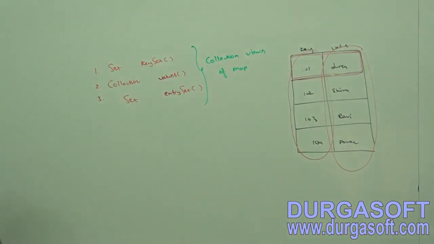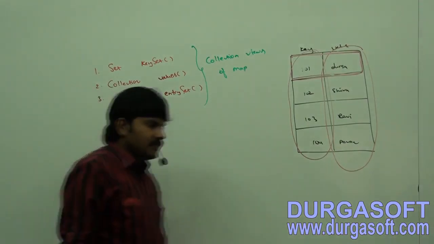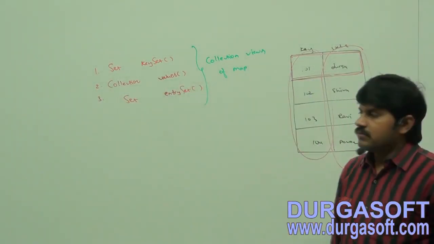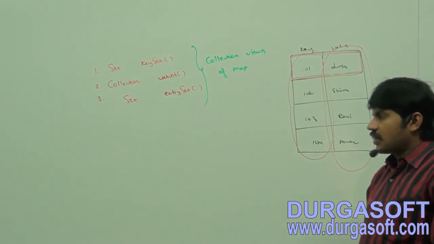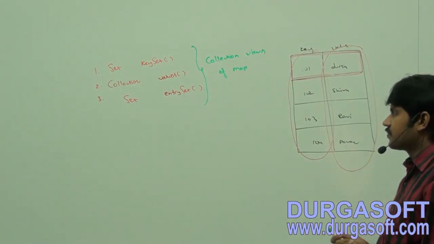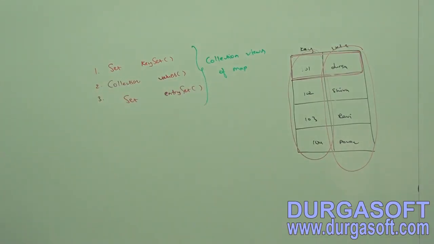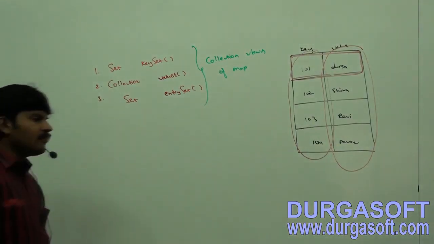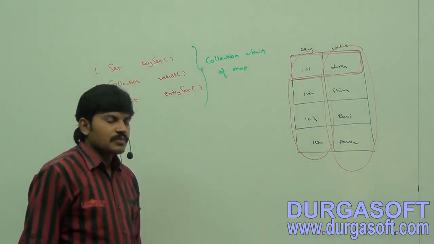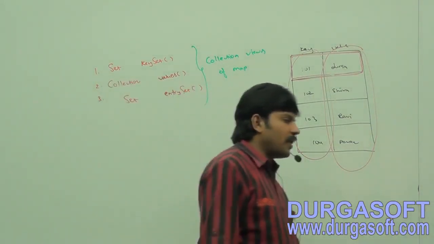These methods: Set keySet, Collection values, Set entrySet. These three methods are by default considered collection views of the map.